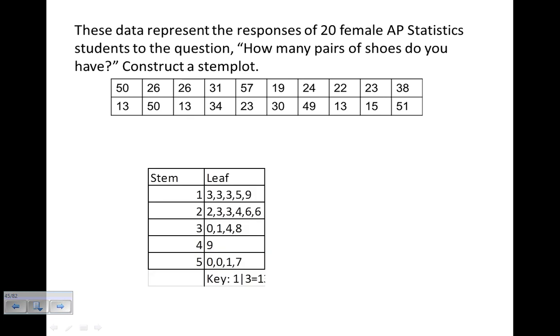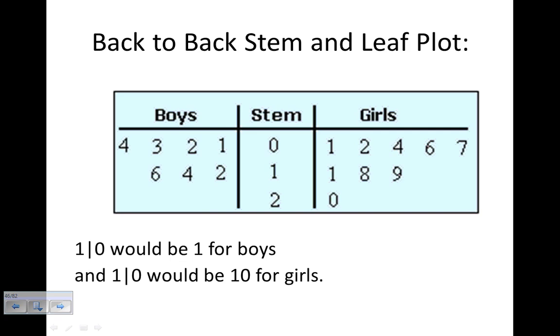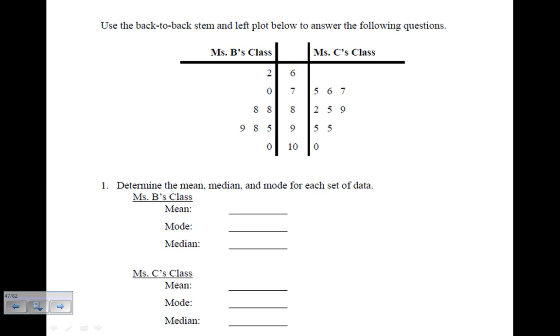Here's mine. Whoops, this got a little cut off. So you can also have back-to-back stem and leaf plots. So for the boys, the leaves go that way, and for the girls, the leaves go that way. And that's okay. So here, if I wanted you to use the back-to-back stem and leaf plot to answer the following questions, see if you could do that.